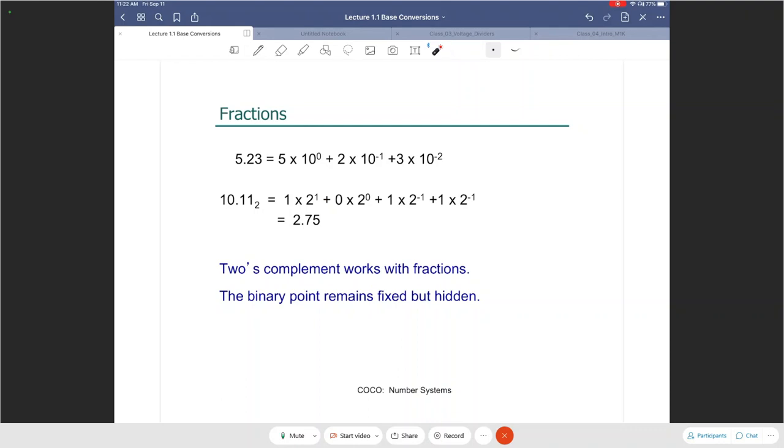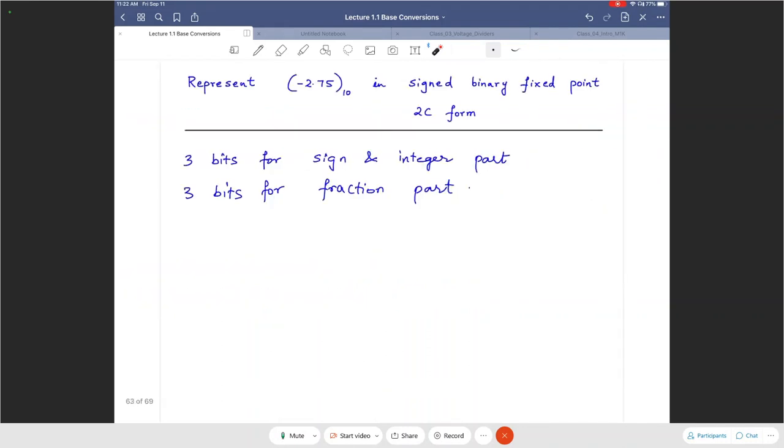Now, 2's complement representation is going to work even for fractions. And I will go through an example with this. This is a very interesting example, and I hope that you guys are on your A game right now. We are going to try to represent negative 2.75 in decimal in its 2's complement signed binary fixed point notation.